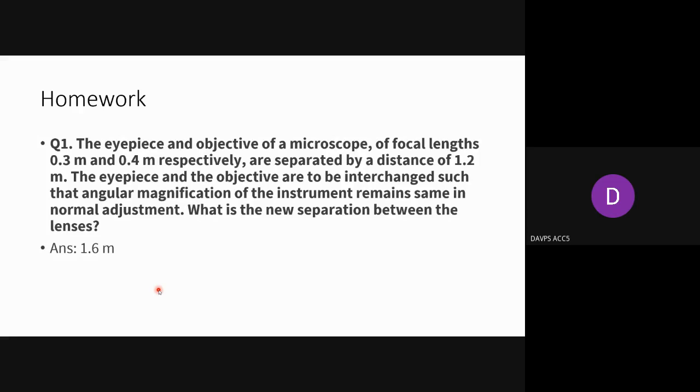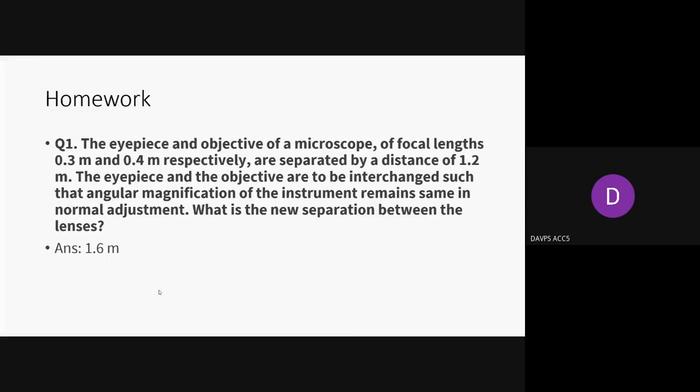And you just solve these questions. You have already written the formula, you just do this question. See whether the answer is coming correct or not. The eyepiece and objective of a microscope of focal length 0.3 meter and 0.4 meter respectively are separated by a distance of 1.2 meter.